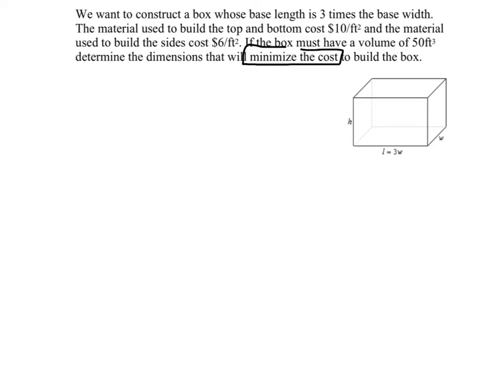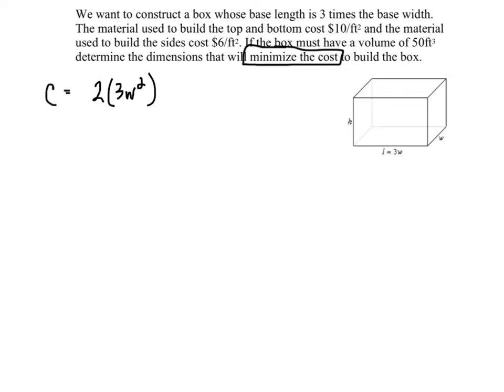So this is going to be our real equation that we work with. Let me write that one right away. So cost, well, if we think about the bottom, we've got 3W by W. In the picture I drew, I already changed it from just length and width because I knew the length was 3W. So the base area is 3W times W, so it's 3W squared, and I have 2 of them. I'm going to write 2 times 3W squared, because there's the top and the bottom.